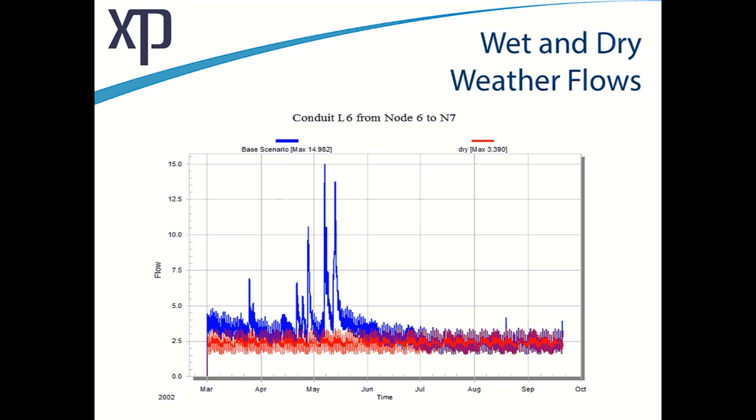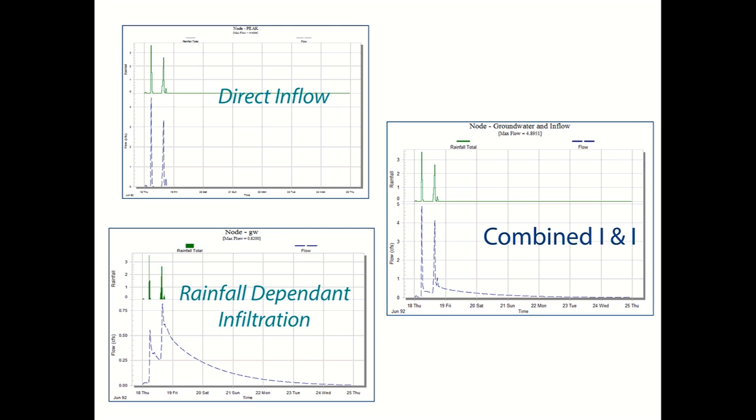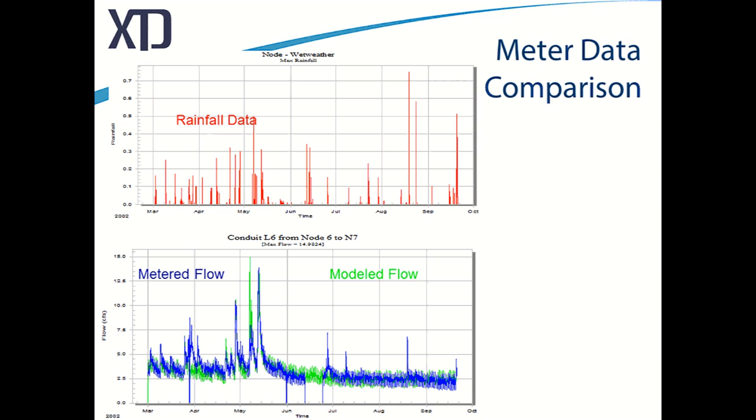And so the first thing we did was to calibrate in the July-August time frame here and to make sure that we were matching our flow metering data very closely. Then we start looking at the wet weather flows, which is the direct inflow, the rainfall dependent infiltration, and the combined of those two to get a response here. And when we did that, that's what we came up with is what you see here. We have the rainfall data up on top, the flow data, the blue is the metered, the green is the modeled. And you can see that we were good in places. At the beginning here, we were pretty good.